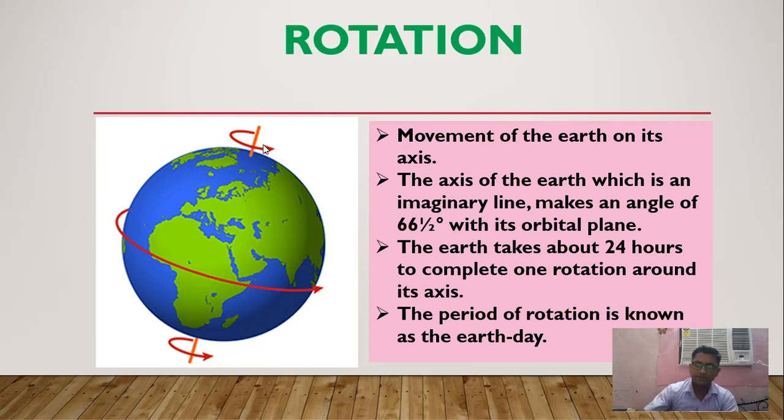ओके, सो दिस इज एक्सिस. So our earth takes about 24 hours to complete one rotation. One rotation it completes in 24 hours. 24 hours means one day. The period of rotation is known as the earth day. So one rotation of earth is completed in 24 hours.